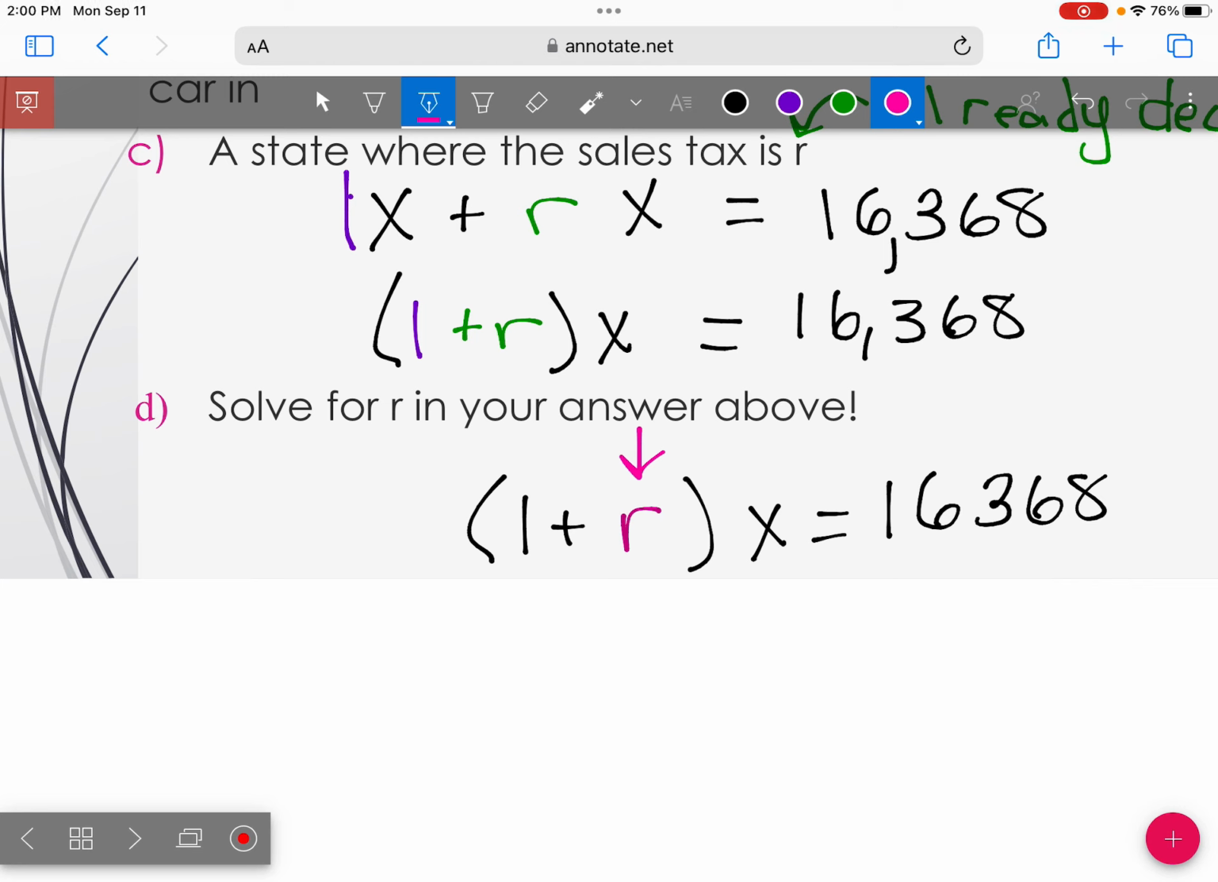I'm not going to distribute. I mean, you could, but we're going to wind up then dividing anyway. I'm not going to subtract 1 because it's inside the parentheses. What is outside the parentheses that I can deal with first? That x.